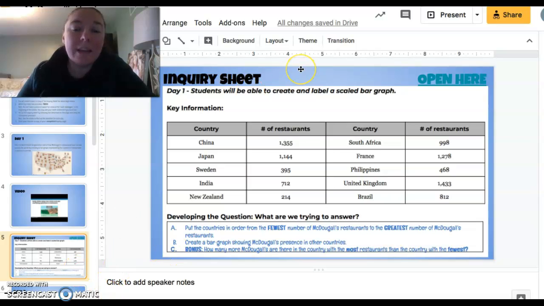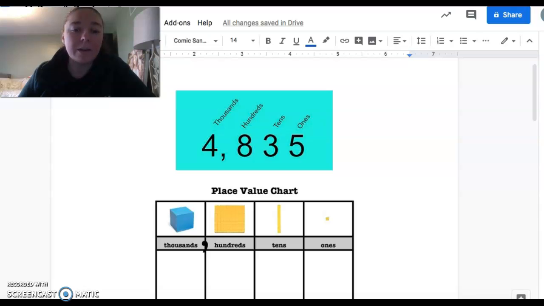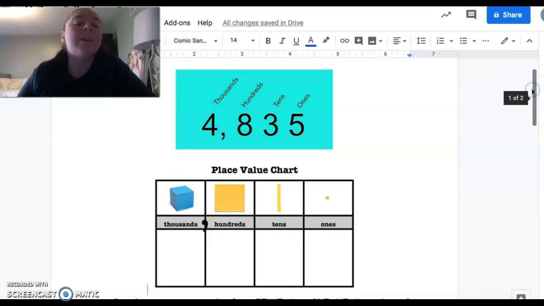Okay, now I'm going to walk you through some things that you might want to start out with. For question A, it says to put the countries in order from fewest to greatest. That means we want to find the country with the smallest number of restaurants first, and then the country with the largest number of restaurants, and we want to put them in order. So to help you out, I've just kind of picked out some place value charts for you. So you're going to want to compare the ones place, tens place, hundreds place, and thousands place.